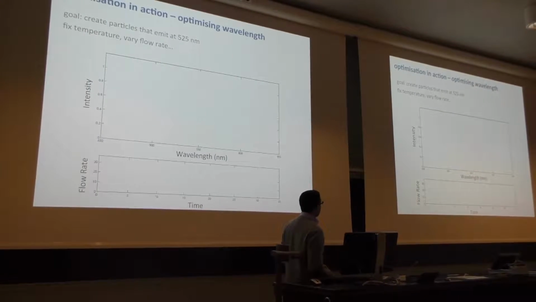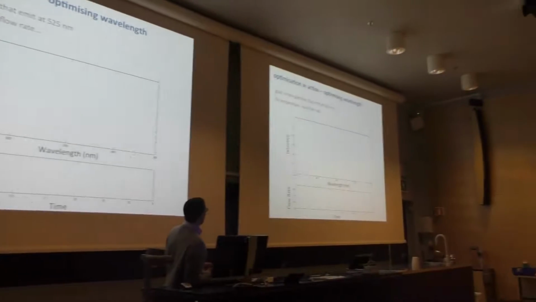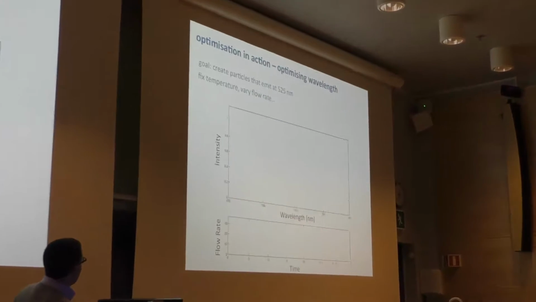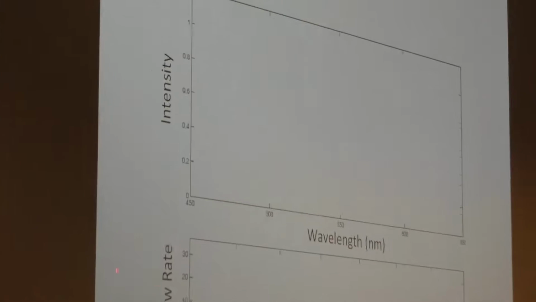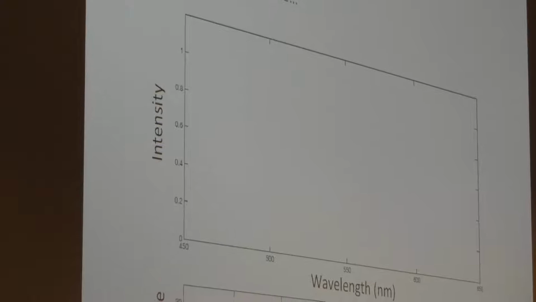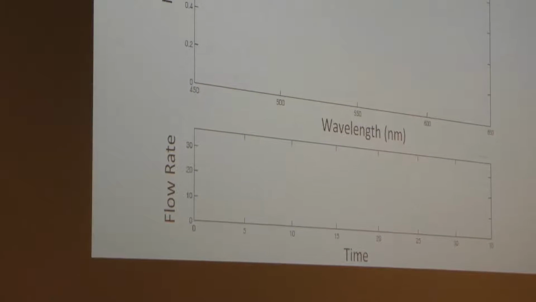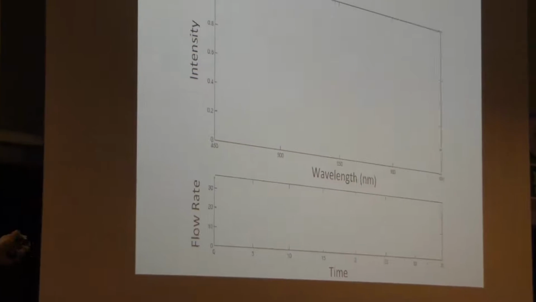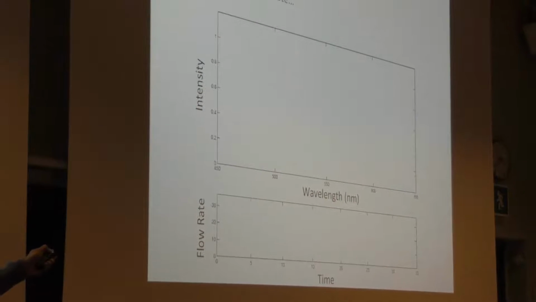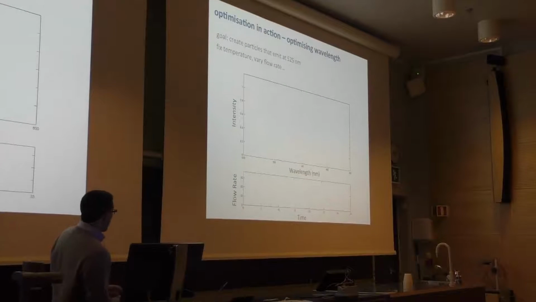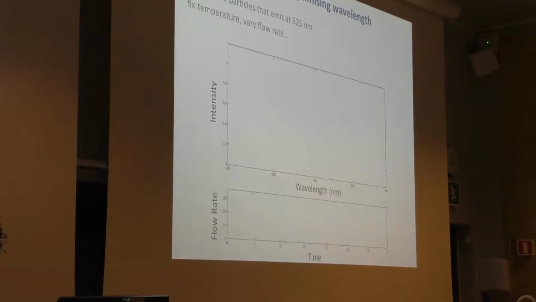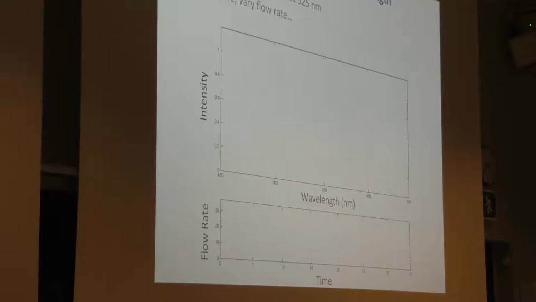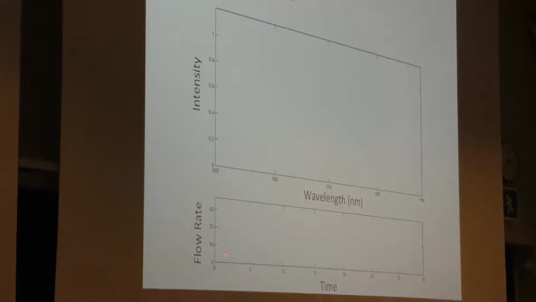So just to give you a very simple example of this kind of approach in action, here we just have a single parameter we're trying to adjust, which is the flow rate, and we're trying to adjust the flow rate in order to obtain nanoparticles that emit at this wavelength here, 525 nanometers. So what you'll see in a moment in the top plot is the emission spectrum after each new set of reaction conditions, and in the bottom plot you'll see the flow rate for each of those reactions.